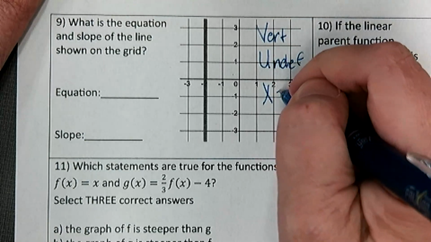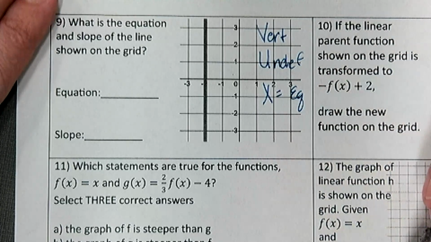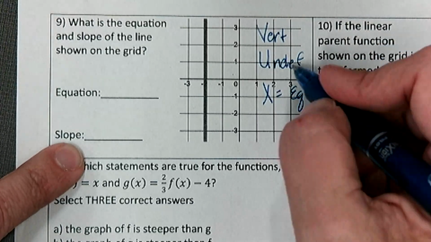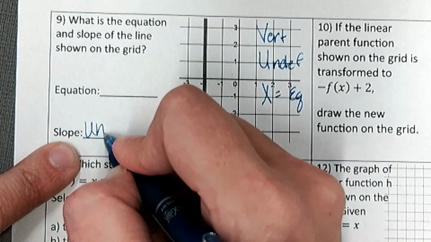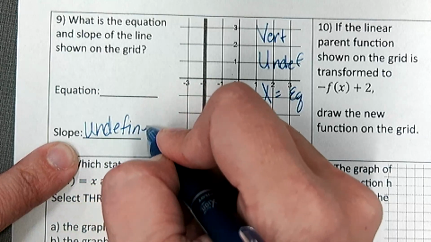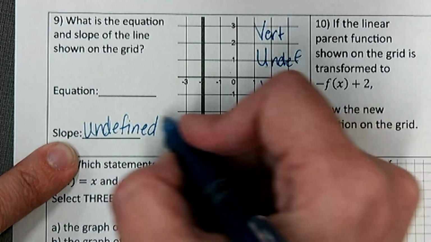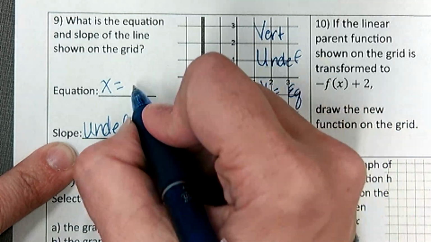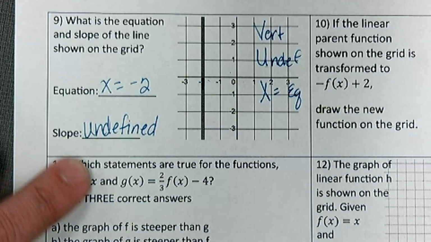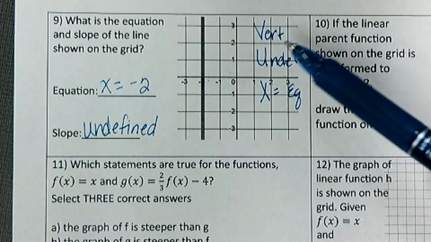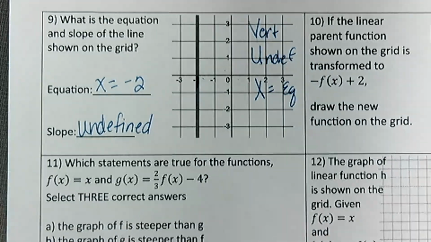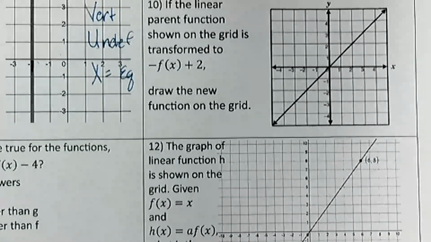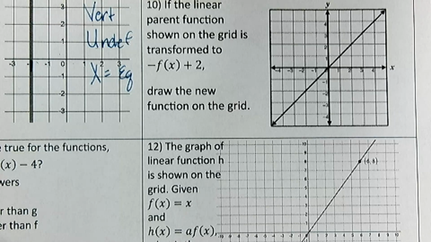undefined, x equals equation, well, it's asking me the slope. Well, I just did the slope right here. Undefined slope. X equals, well, what number am I crossing on the x-axis? Right here, x equals -2. So if it helps you to write the OIVUX on your test paper, then I would suggest you definitely do that.